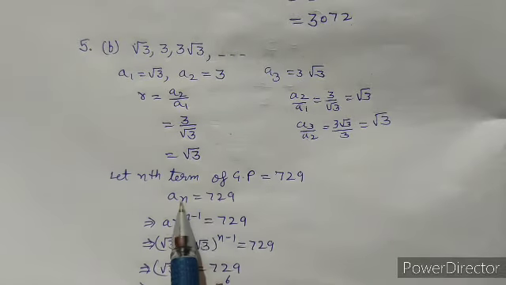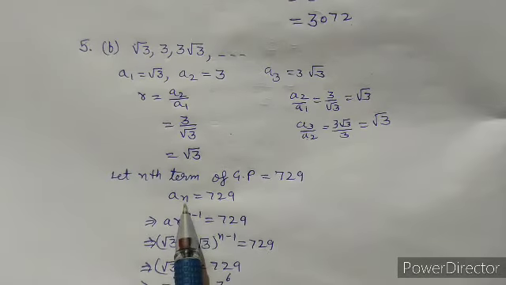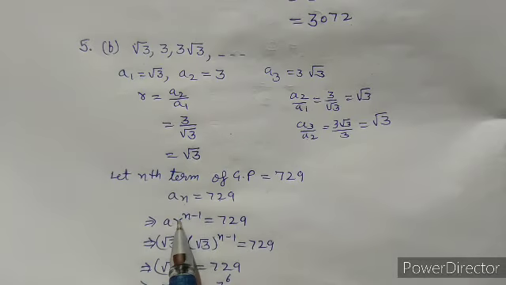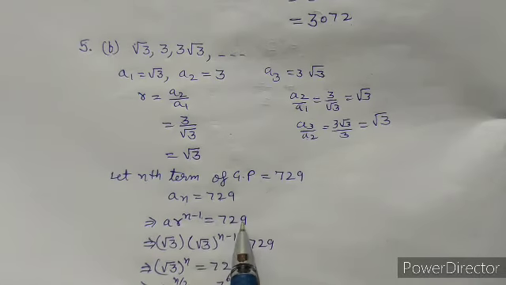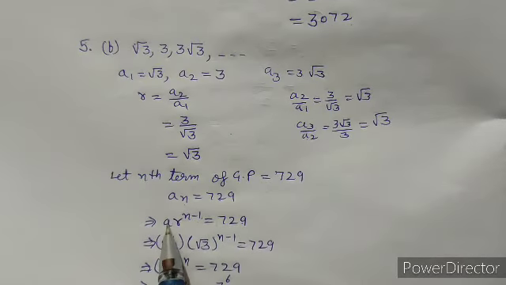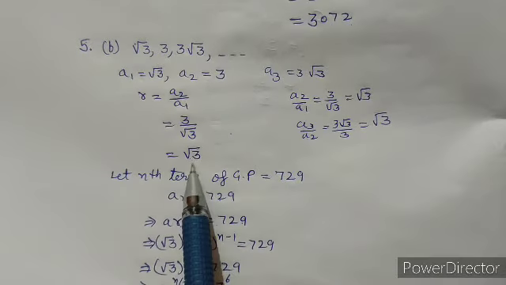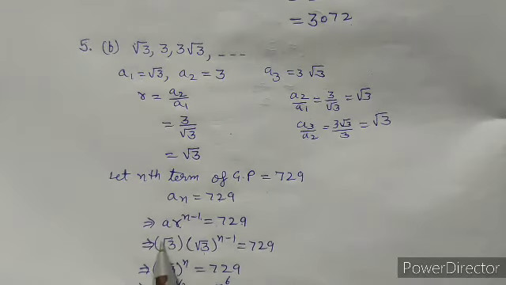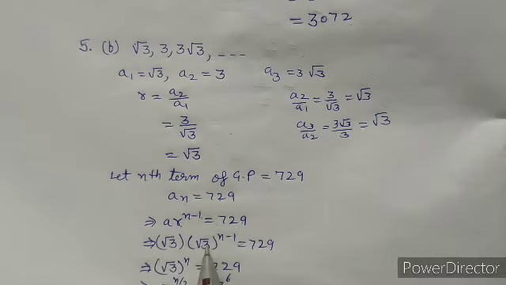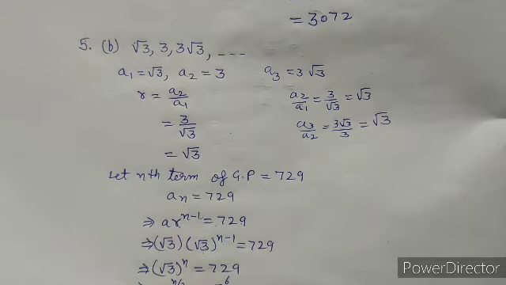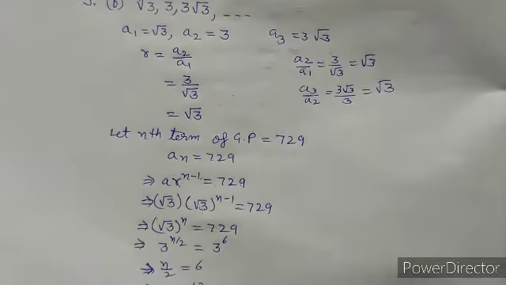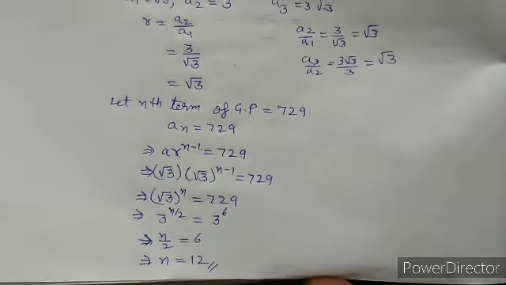We know that An or the nth term of GP is given by A R raised to power n minus 1. So A R raised to power n minus 1 will be equal to 729. Here A, that is the first term, is root 3 and R is again equal to root 3. So this will give us root 3 into root 3 raised to power n minus 1 equal to 729, or we can say root 3 raised to power n will be equal to 729.